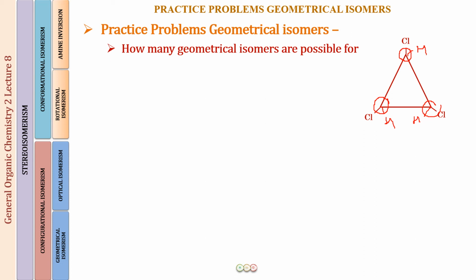So let us draw the structures which are possible. The first structure I draw is when all three chlorine atoms are pointing towards us, which is shown by the wedge representation.